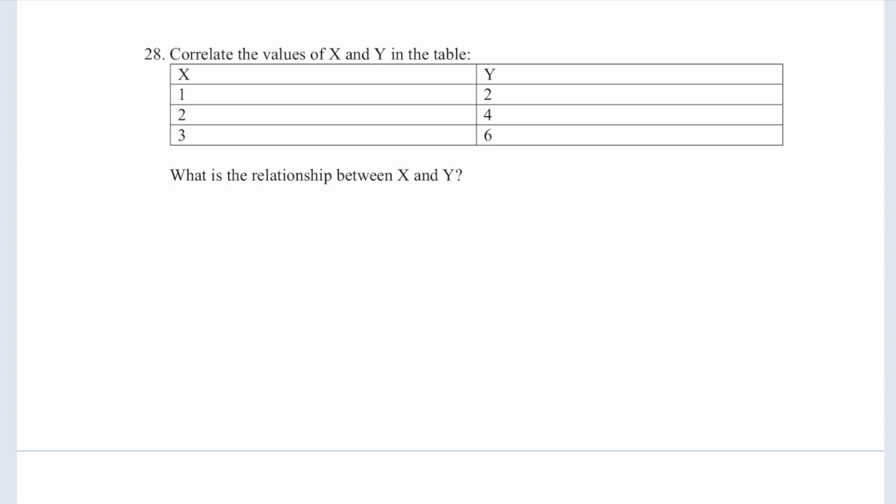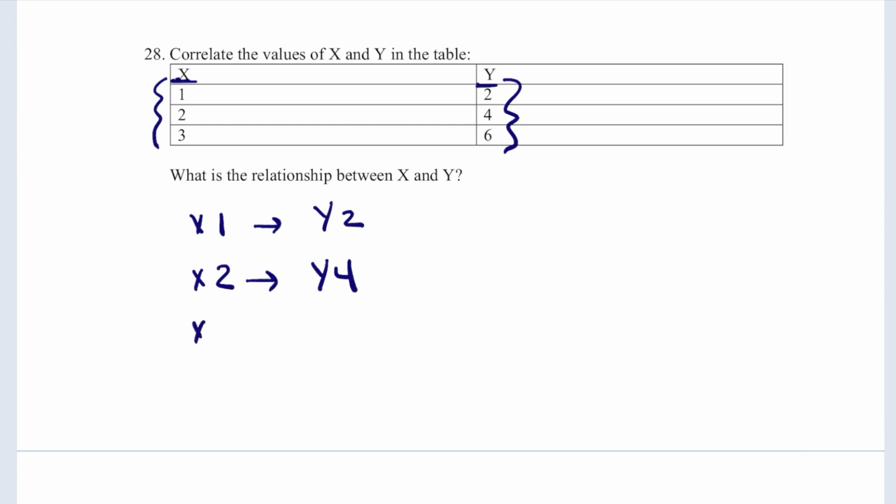Right. So we want to correlate the values of x and y in the table. So here are our x's, those are here, and here are our y's. So the relationship: if x is 1, then y is 2. If x is 2, then y is 4. And if x is 3, then our y is 6.